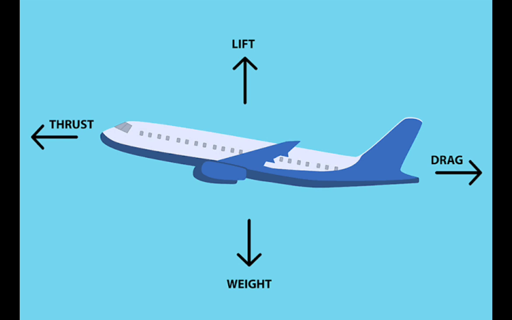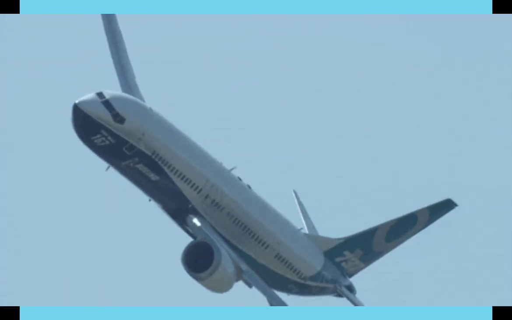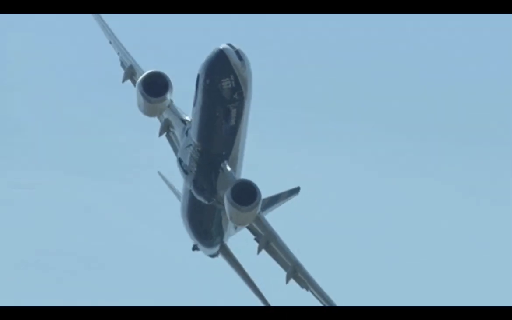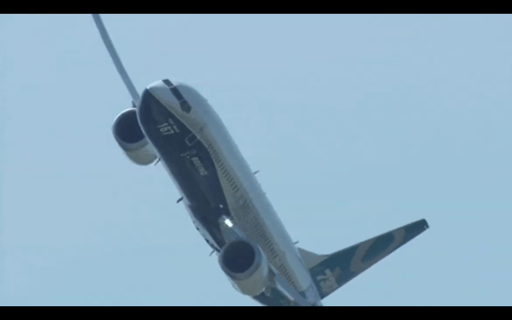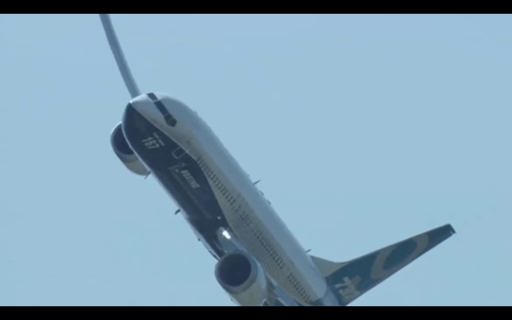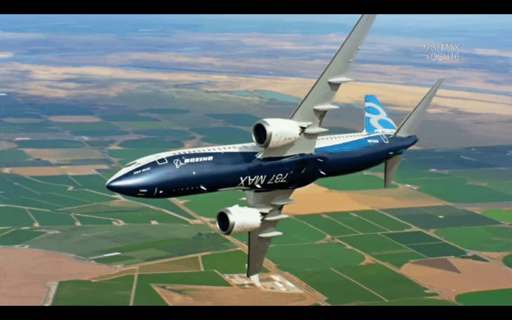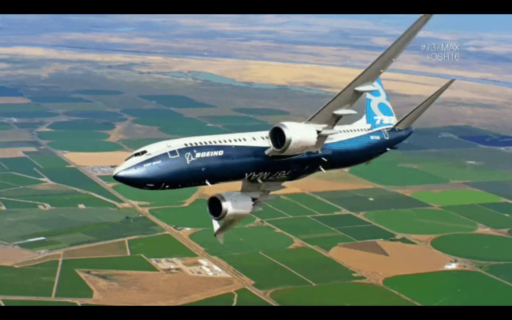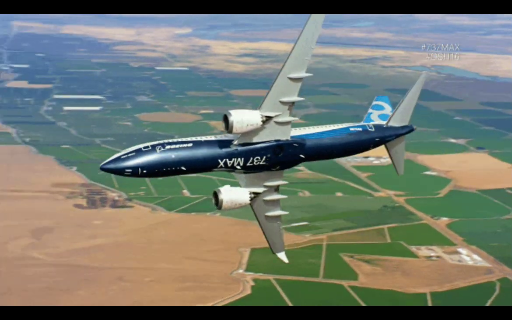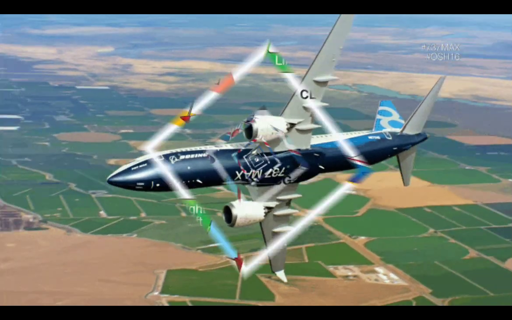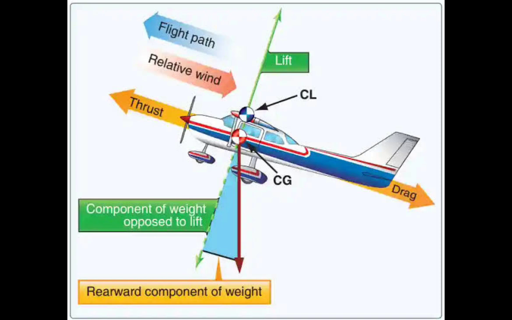During cruise at constant altitude, the forces balance: lift equals weight, keeping the plane at a constant height, and thrust equals drag, maintaining a steady speed. When the pilot wants to turn, they use control surfaces on the wings and the tail. These change the airflow, creating a temporary imbalance in the forces that causes the plane to roll and change direction.